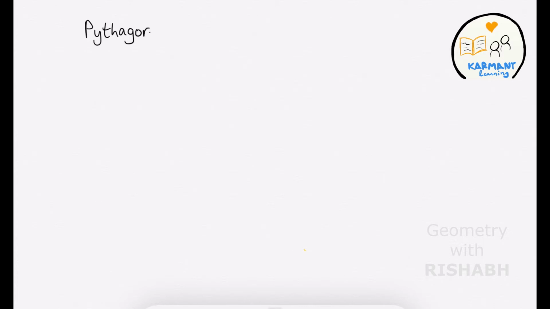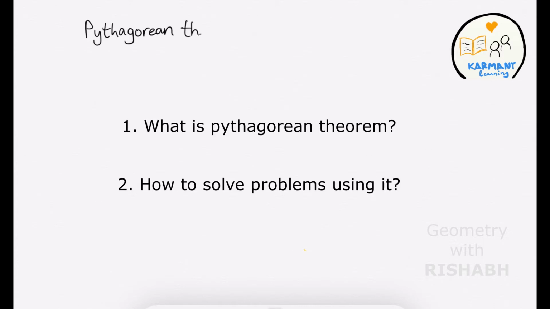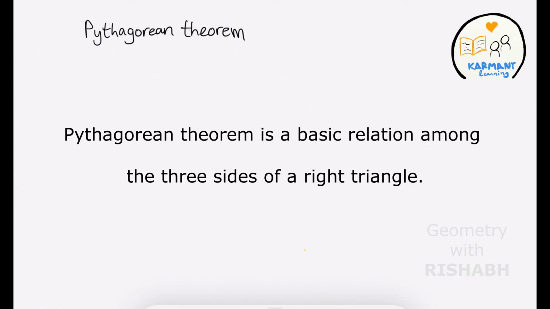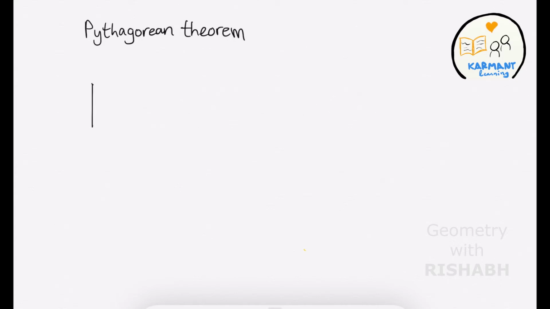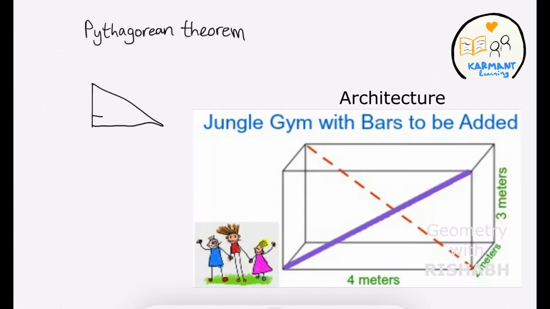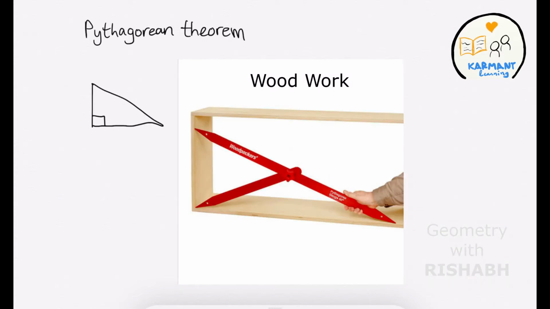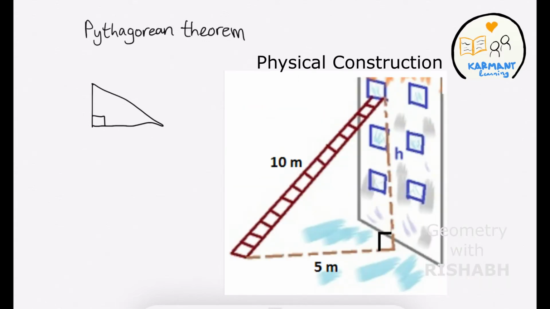First of all, I'll talk about what the Pythagorean Theorem is. Then I'll teach you how it is done. The Pythagorean Theorem is a basic relation in geometry among the three sides of a right triangle. In real life, it is frequently used in architecture, woodworking, or any physical construction project.